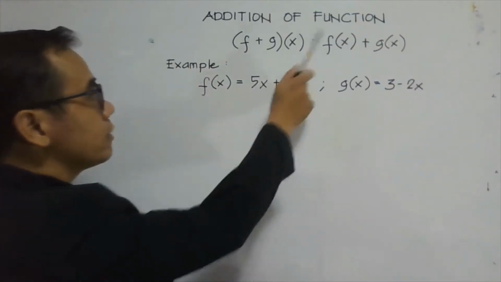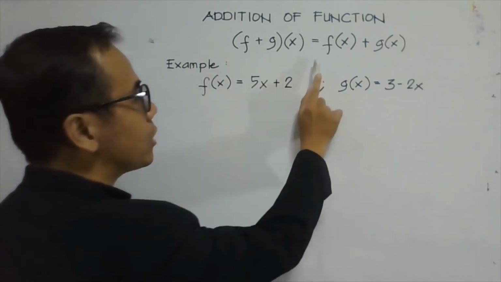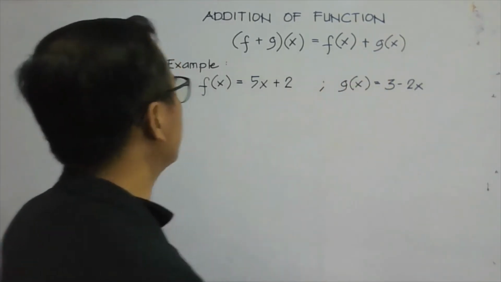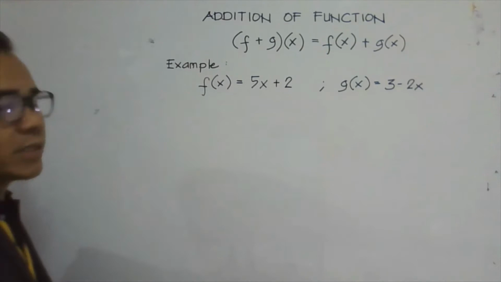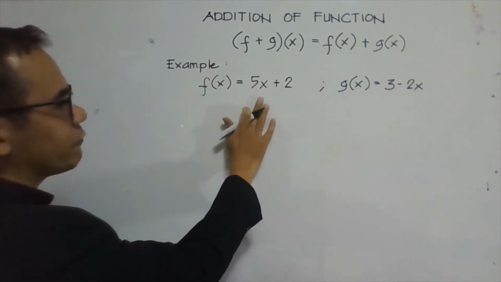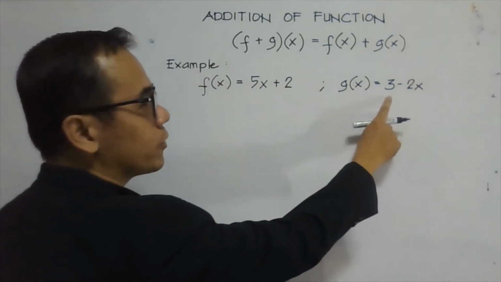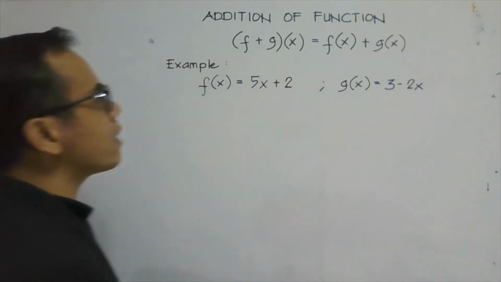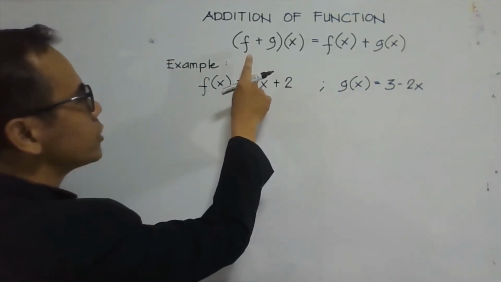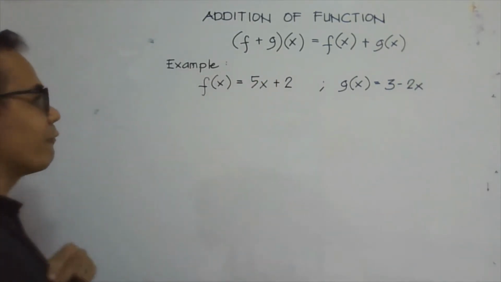For the addition of functions, we have this formula: f plus g of x is equal to the function of f plus the function of g. For example, we have this given: f of x is equal to 5x plus 2, and g of x is equal to 3 minus 2x. We are asked to find the addition of the function of f plus the function of g. So how are we going to solve for it?